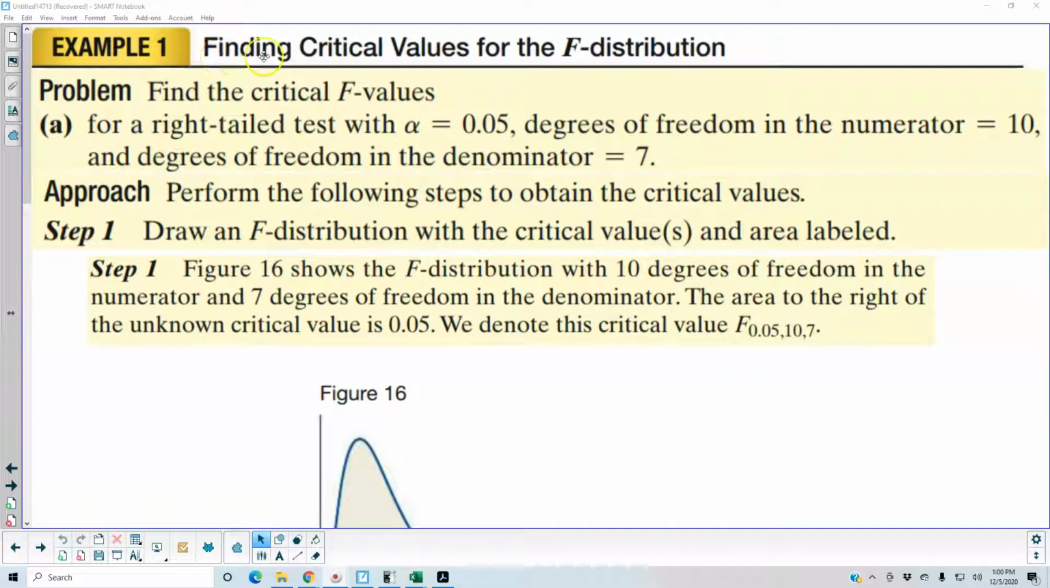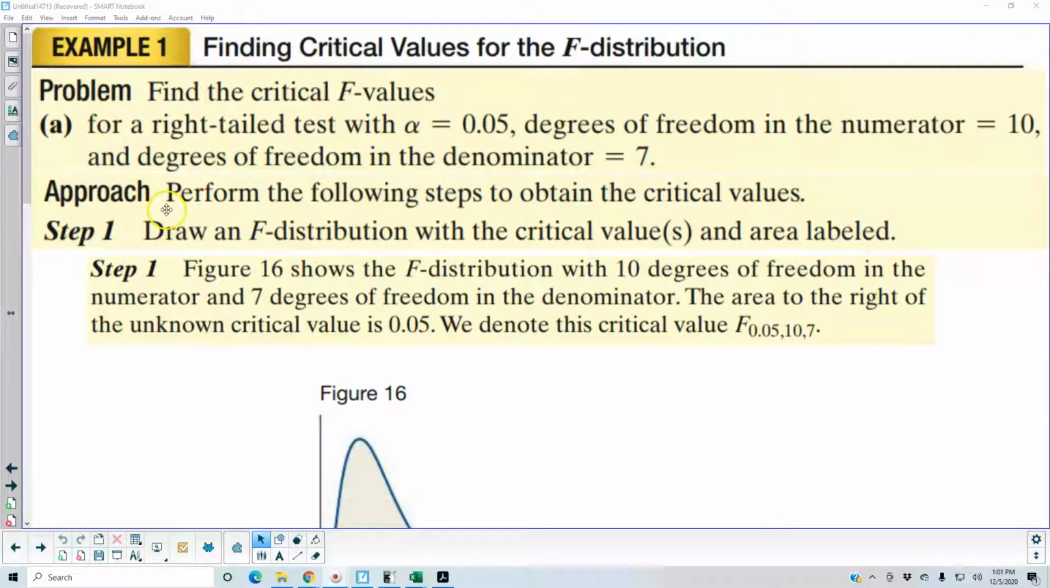Example 1, finding critical values for the F distribution for part A. We want to be able to find the critical F value for a right tail test with alpha equals 0.05, where the degrees of freedom in the numerator is equal to 10, and the degrees of freedom in the denominator is equal to 7.